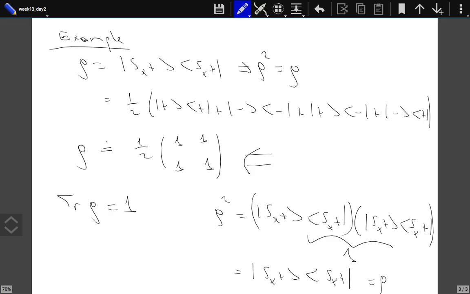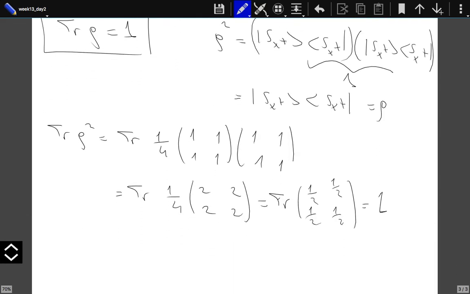To say it is a pure state, you have to diagonalize it, and once you diagonalize it, if you see that on the diagonal, all the diagonal entries except one are 0, then you can say that it's a pure state. By just looking at the traces, trace of rho should always be 1, whether it's a pure state or not. But if trace of rho squared is 1, then it's a pure state. This is a pure state.